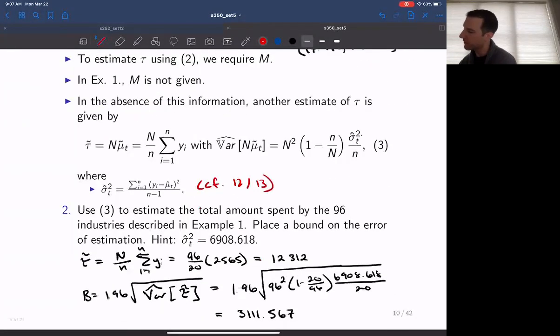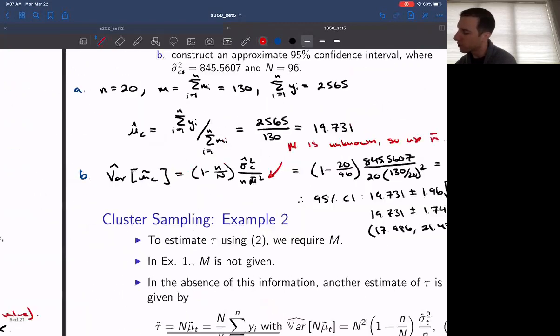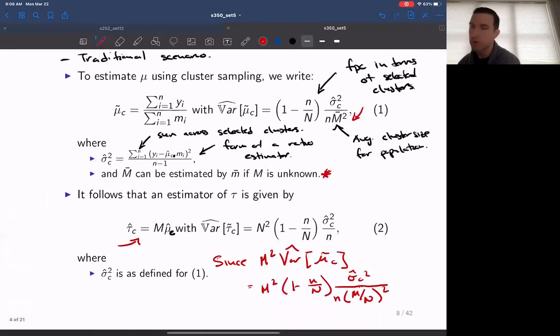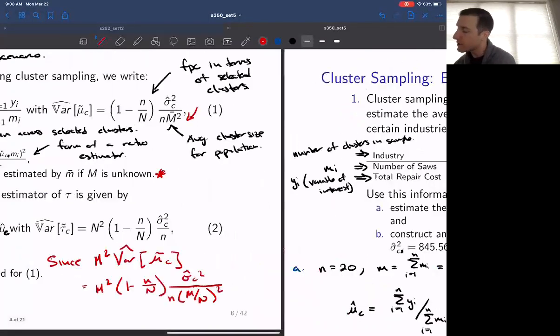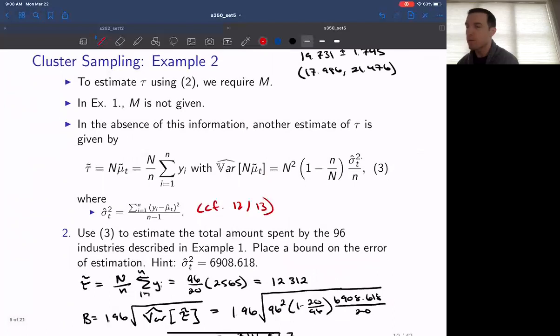So in this illustration on slide 10, we use equation 3 to estimate the total amount spent by the 96 industries described in example 1. Place a bound on the error of estimation. So in this second sample size calculation, we want to estimate the total within 2 units. But in this case, we're going to bound using what's given in equation 3 rather than what was given in equation 2 for the total on slide 8. So pretty much the same problem that we saw in exercise 1. We're just bounding using a different formula in this case.